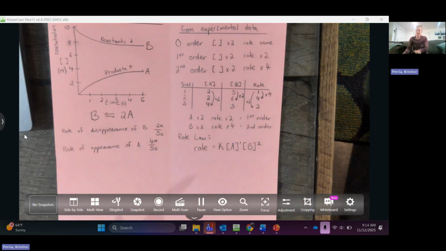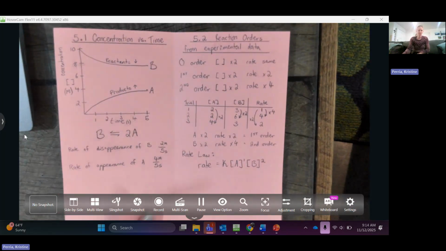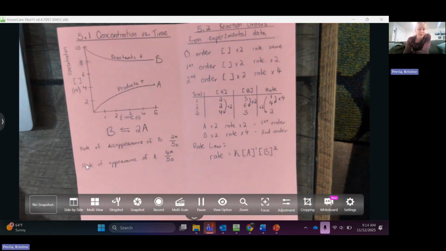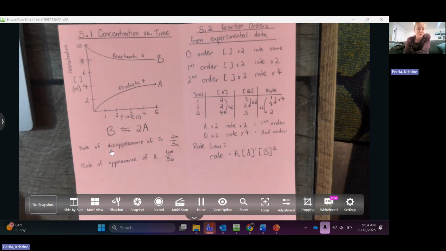Okay. And that's what this information is all about. I know it's kind of complicated while I'm not there, but hopefully that was helpful.